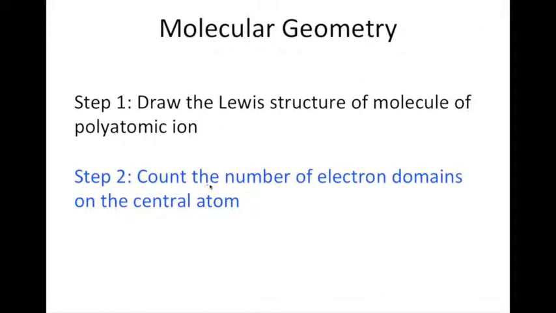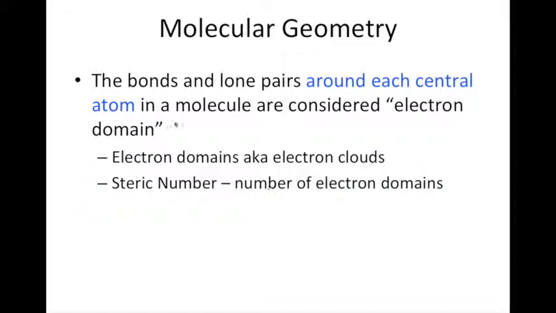The next step is to count the number of electron domains on the central atom. So what is an electron domain? Well, the bonds and lone pairs around the central atom in a molecule are what we call electron domains. You may also hear electron domains called electron clouds, same thing. And the number of electron domains, sometimes you may hear that referred to as the steric number. So if a central atom has 5 electron domains, it has a steric number of 5. So that's a term you may encounter as well.